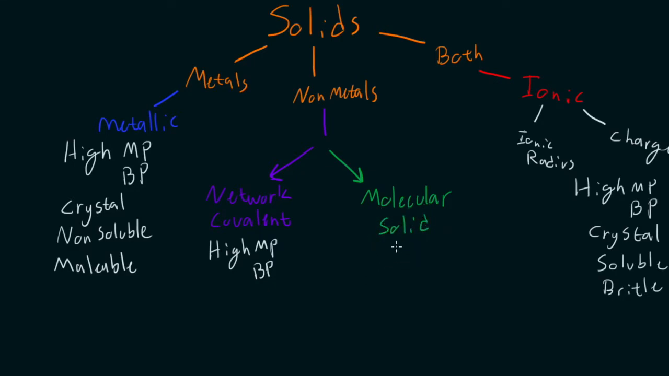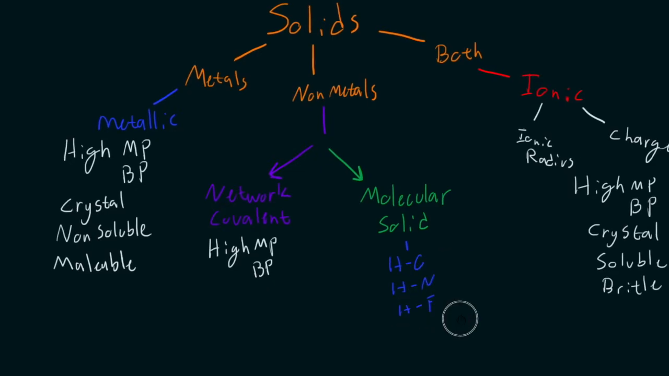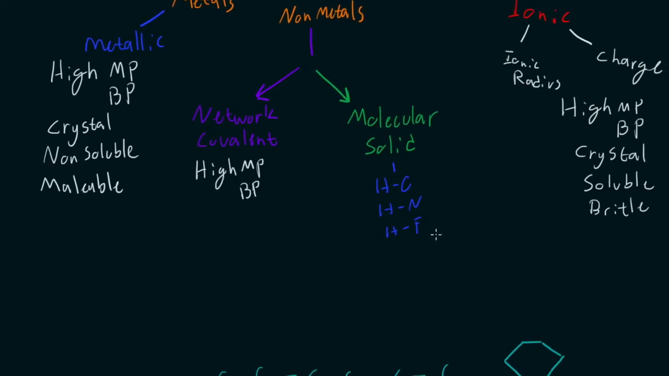And in order to differentiate these, we're going to need to split this up into a few more categories. So the first question we're going to ask is, does this have hydrogen bonding? Does it have H to O, H to N, or H to F type bonds? And if it does, well then our force that is going to hold this solid together is going to be hydrogen bonding.